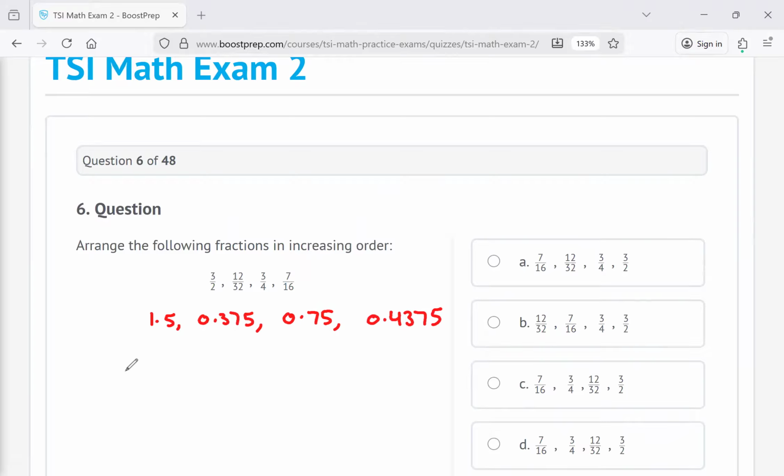Now they want it in fractions, so which is the smallest? It looks like 0.375, so that's 12 over 32. The next one is 0.4375, which is 7/16. Then the next one is 3/4. Finally, the largest one is 1.5, which is 3/2. So that is 12/32, 7/16, 3/4, and 3/2. Letter B.